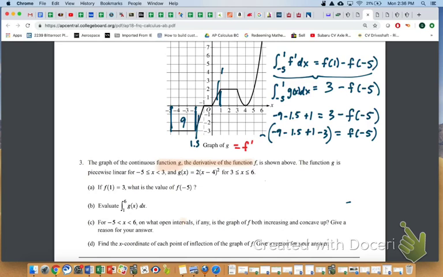So, for D. Yep. For an inflection point, it was only at 4, right?